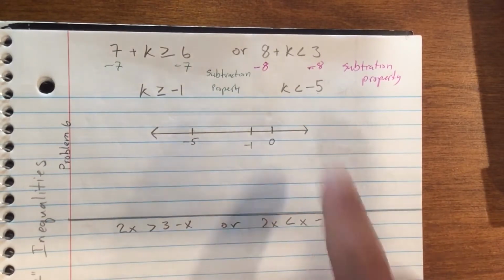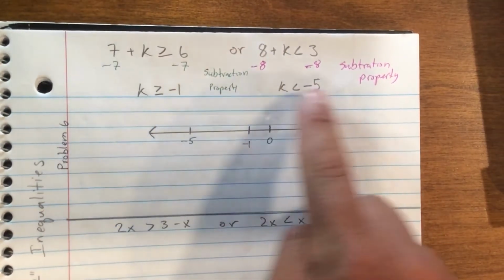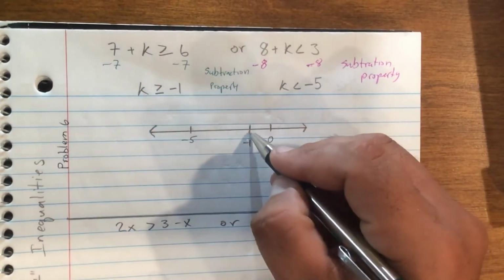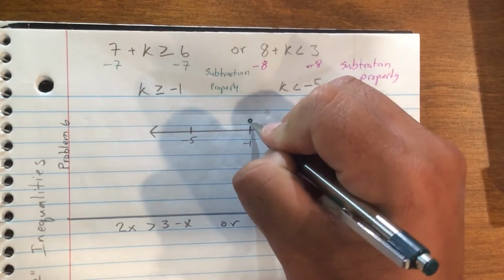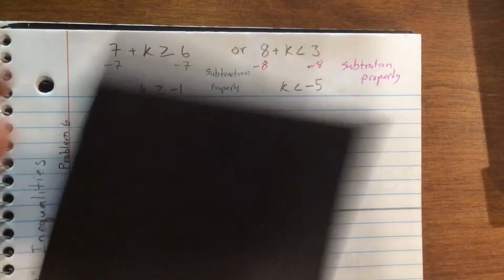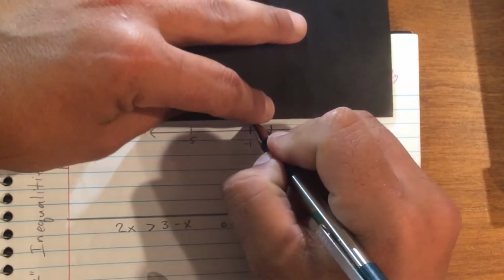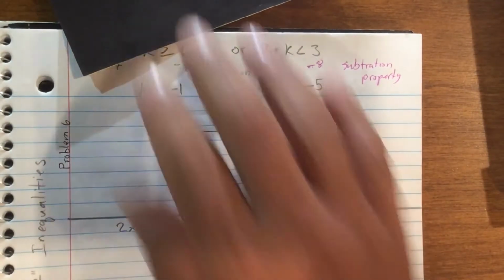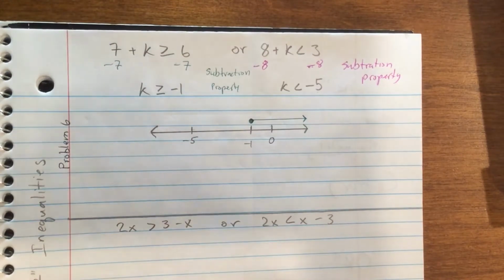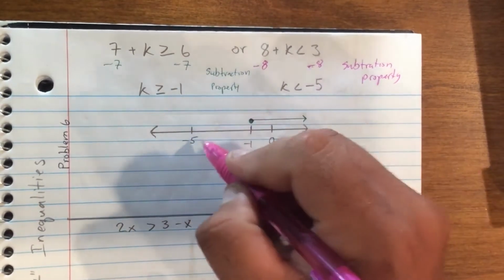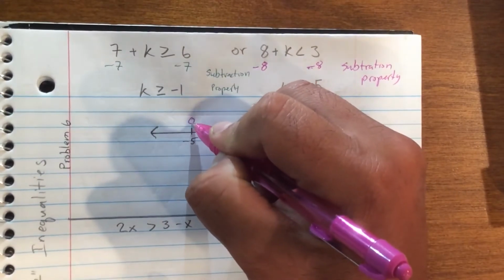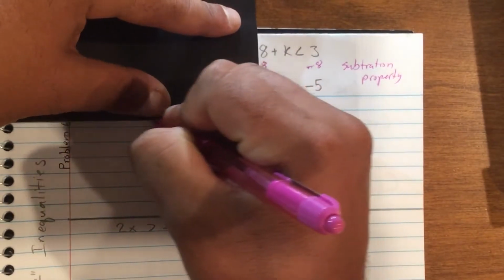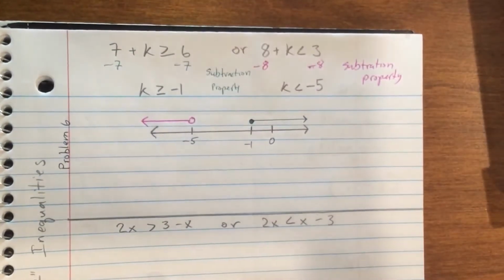Alright, so let's go ahead. We can just use the colors that we have here. So we'll graph this one in green and this one in pink. So this is that k is greater than or equal to -1. -1 is here. It's greater than or equal to, so this is going to be a closed circle. And we're going to shade to the right because it's greater than. And we have our next inequality, which is k is less than -5. -5 is here, is less than, so it's going to be an open circle. And we're going to shade to the left, because to the left is smaller. Okay, and that's our answer.